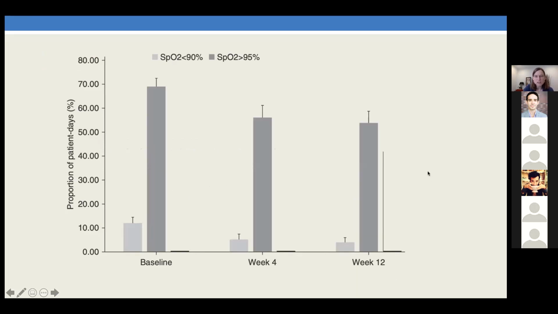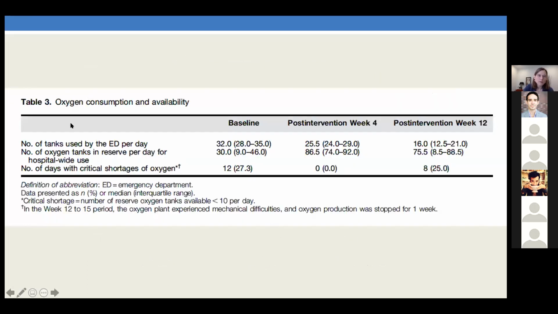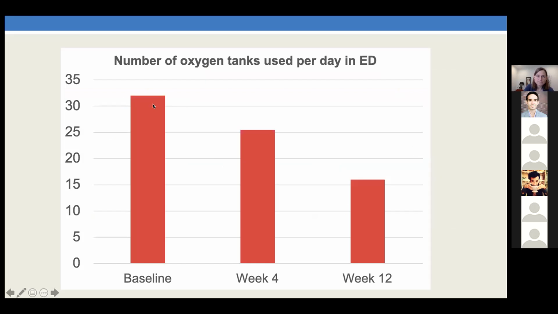We also found that the patients who were hyperoxic, greater than 95%, were reduced, and those in the target range had a significant increase in proportion. We also wanted to know about oxygen consumption and availability. And we did find that the number of oxygen tanks used per day in the emergency department consistently went down after the intervention and even got better at week 12.